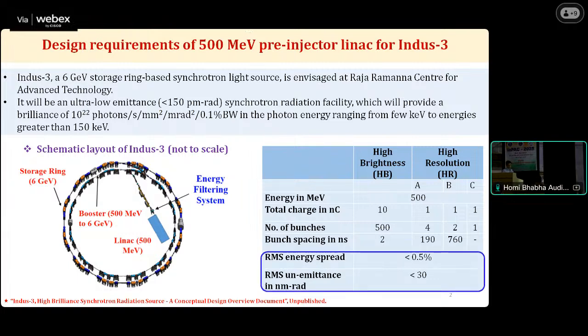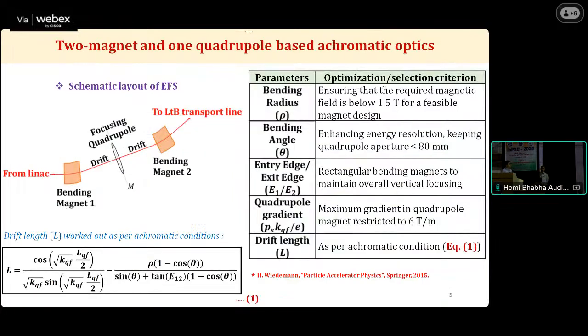In order to achieve this, we have designed an energy filtering system that will only allow particles having 0.5% RMS energy spread. The design of the system we have evolved is based on two bending magnets and one quadrupole. The optics we have designed is achromatic. That means that if there is no dispersion at the beginning, there is no dispersion at the exit.